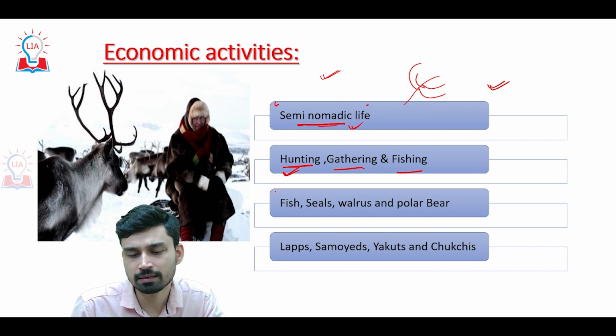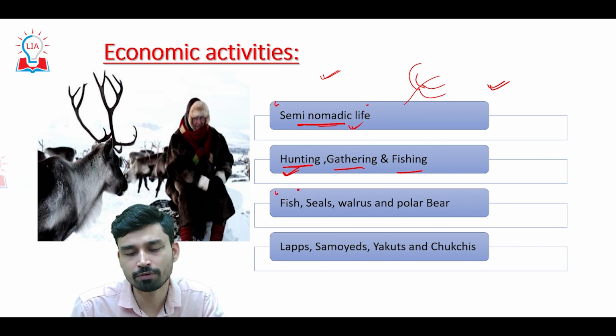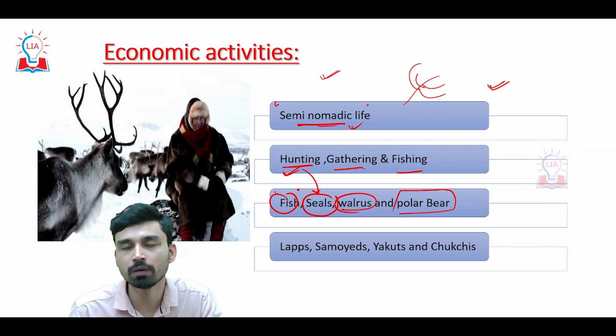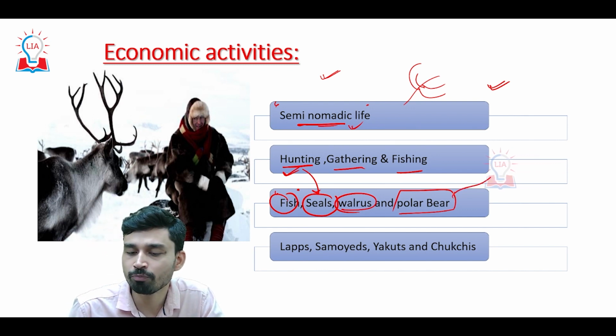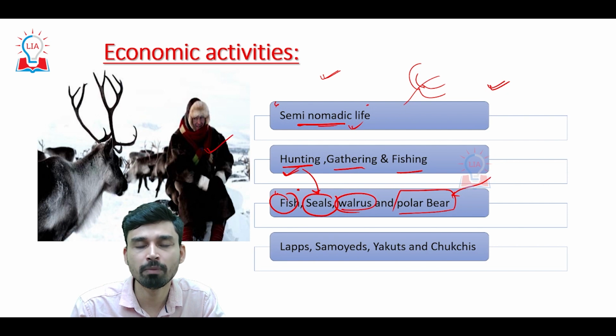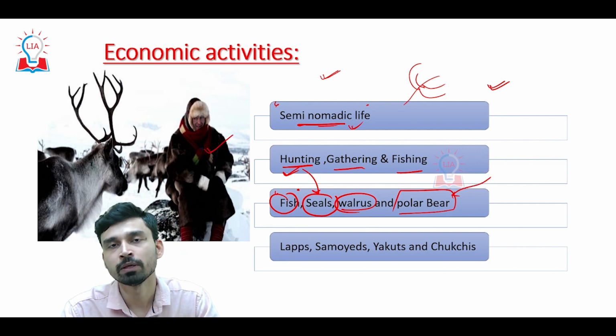As far as hunting is concerned, for fishing, obviously they are dependent upon fish, but for hunting activity they try to hunt seals, walruses, as well as many times even polar bears. And since temperature is very low in this region, many times the skin of the polar bear is also used for making clothing items for the people so that they can survive such harsh winters.